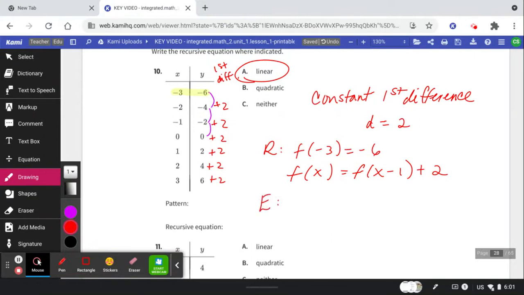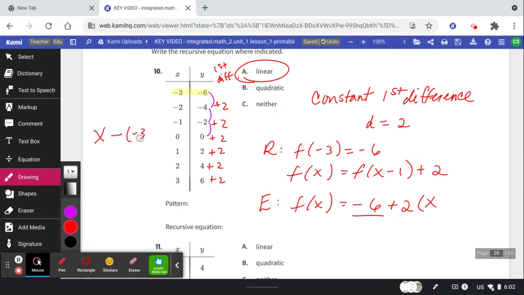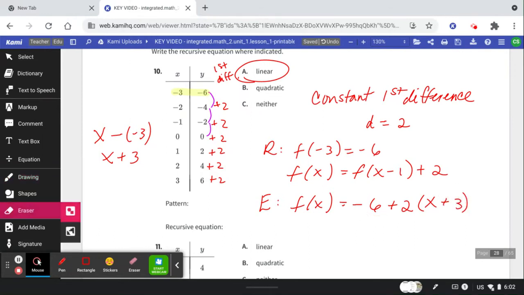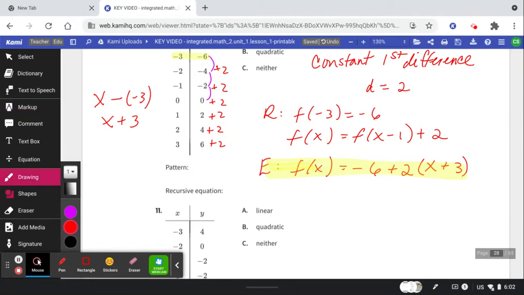For that explicit, for this linear, we're going to say f of x equals, begins with -6, adding 2 each time to the x minus a -3. Now let's write this out so you can see. X minus a -3 turns into x plus 3. How'd you do on that explicit? Okay, let's look at the next table.